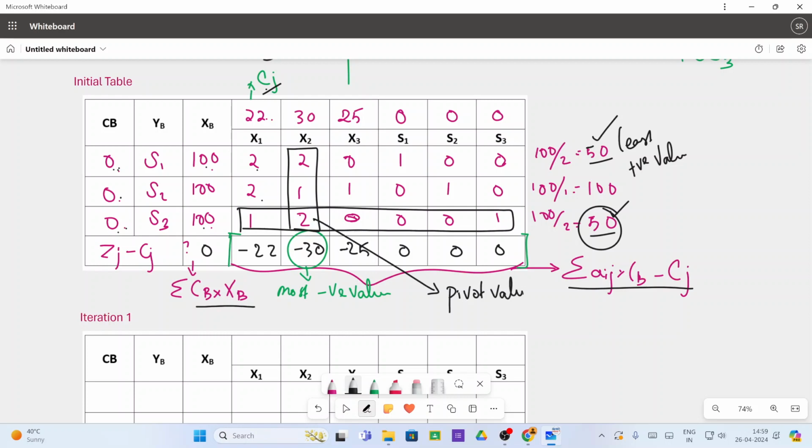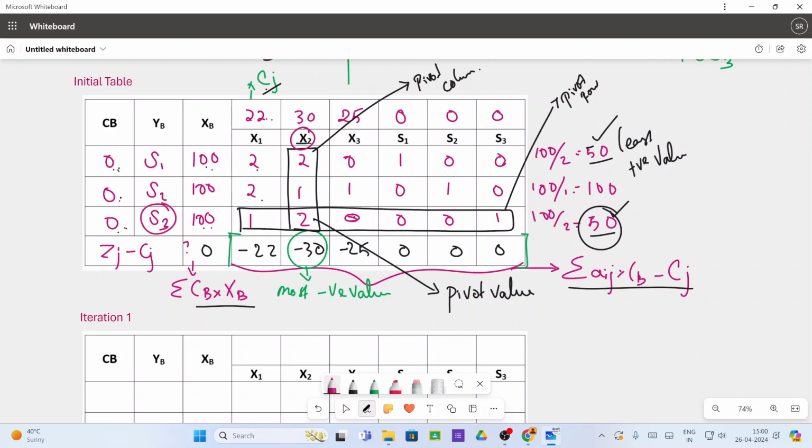The intersection of the pivot row and pivot column is going to be your pivot value. So this is your pivot row, and this is your pivot column. The intersection point is what we call the pivot value. Now you have to see where this pivot value is. It is in x2, and in the row it corresponds to s3.